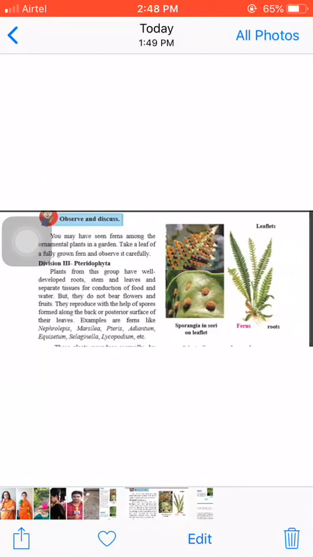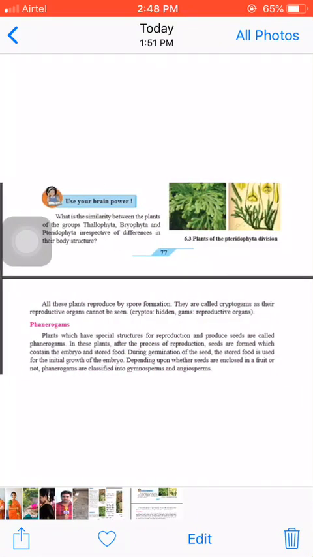All these plants similarly reproduce only by spore formation. No flowers, no fruits are present. That is why they are called cryptogams. Crypto means hidden, and they have hidden reproductive organs.